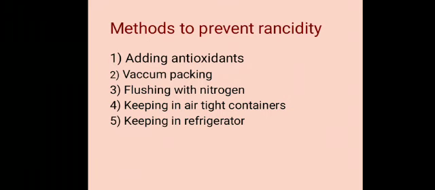Another method is flushing with nitrogen. When we are packing these food items, we fill that packet with nitrogen instead of air. As a result, oxidation will not occur, so we can prevent rancidity. Then another method that we use in our home itself is keeping these food items in airtight containers. In the absence of air, oxidation can be prevented. Then a common method is keeping in the refrigerator. Due to the low temperature, oxidation can be prevented, so we can prevent the rancidity.